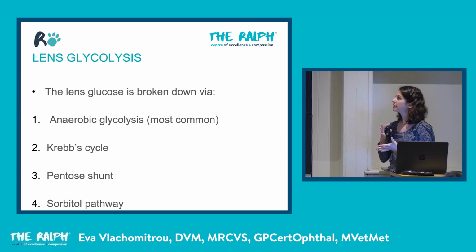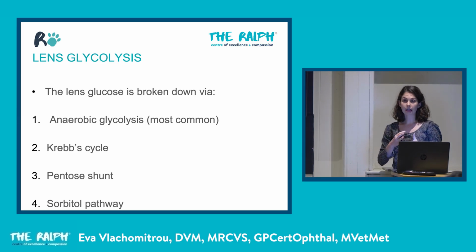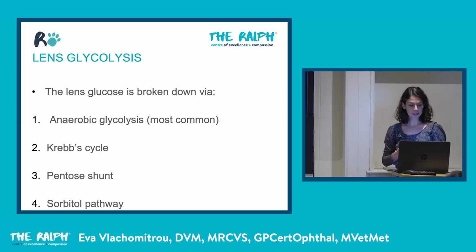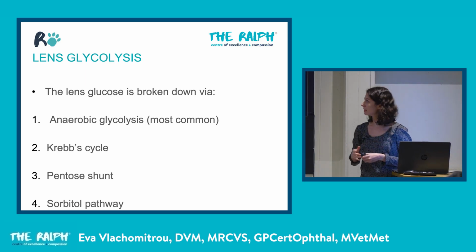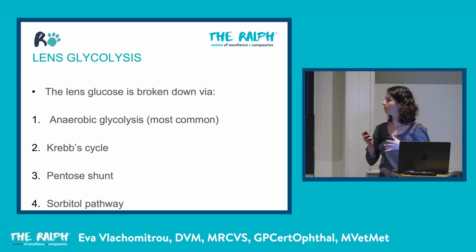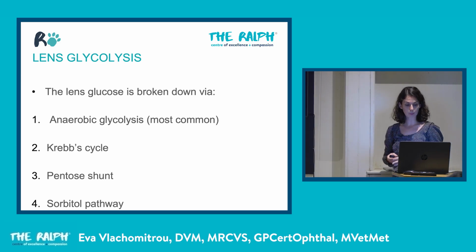In order for you to understand how the diabetic cataracts form, you need to remember that the lens gets its glucose via 4 different mechanisms. The most common mechanism is the anaerobic glycolysis, which gives us lactic acid and ATP. We have the Krebs cycle, we have the pentose shunt, and we have the sorbitol pathway as well.